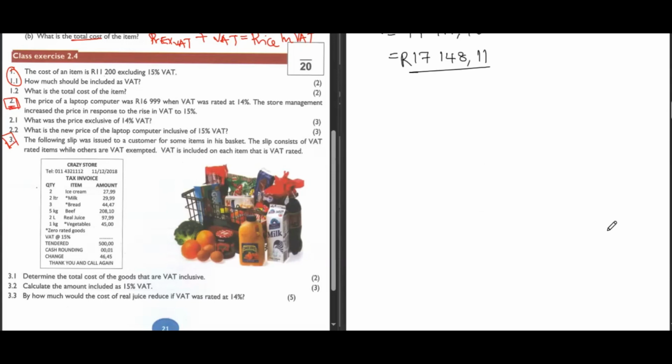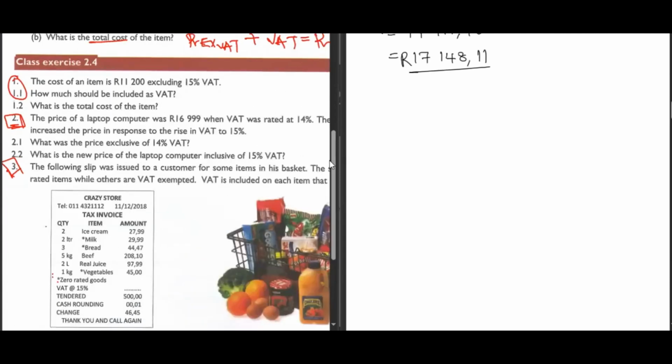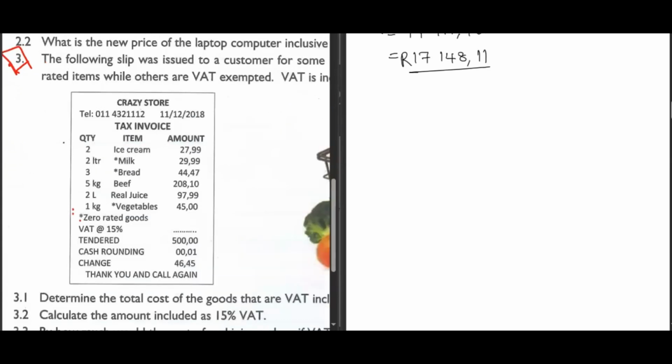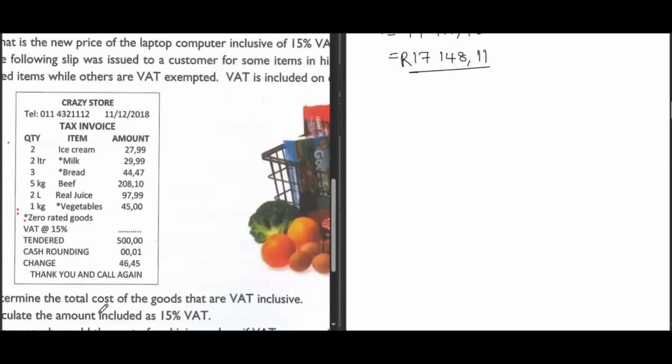Okay, this question is not there, but I'm going to ask you one question here. How do you tell that this item is VAT-rated and the other one's not VAT-rated? Usually we come down here and you see a symbol that shows zero rated. On the slip there will always be something like this. Others use letters, others use hashtags, other slips use this star, the asterisk. So each item that has an asterisk has no VAT.